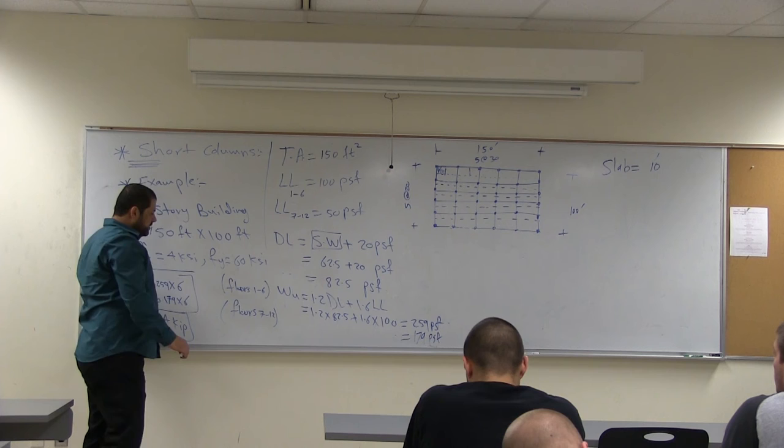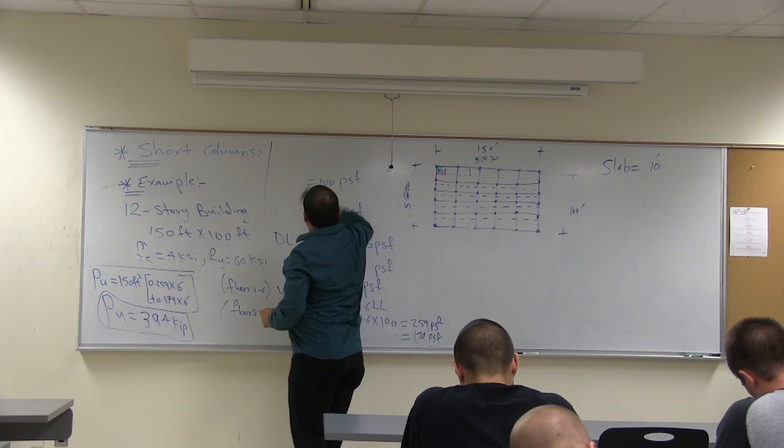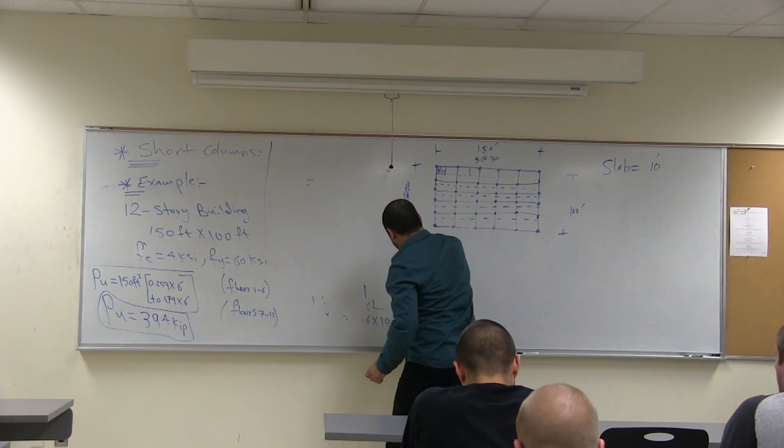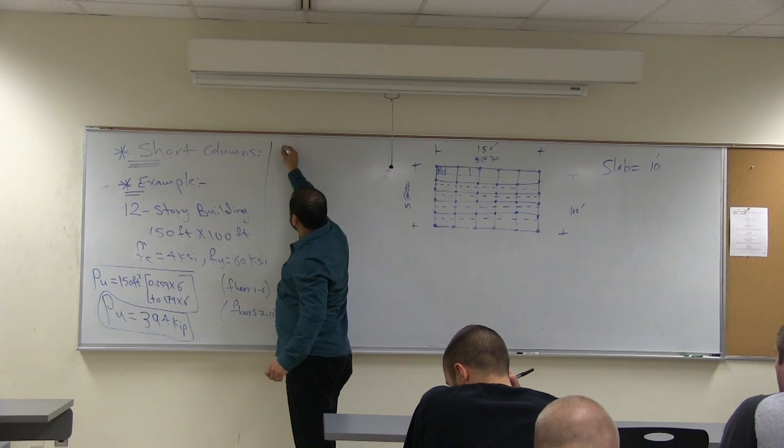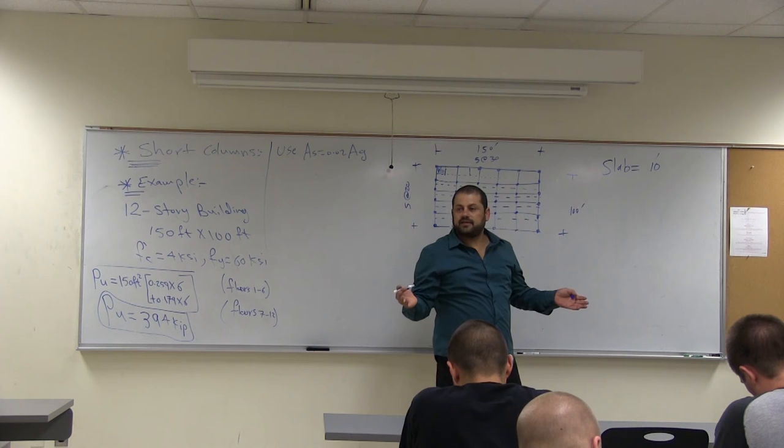So now let's design. You want them to be square. Column design is, again, easy. You will see it. Use As equal 0.02 A gross. That's what I want to use. There's nothing that says otherwise. I can use 0.01, 0.02, 0.03, whatever, up to 0.08. This is what I'm going to use.